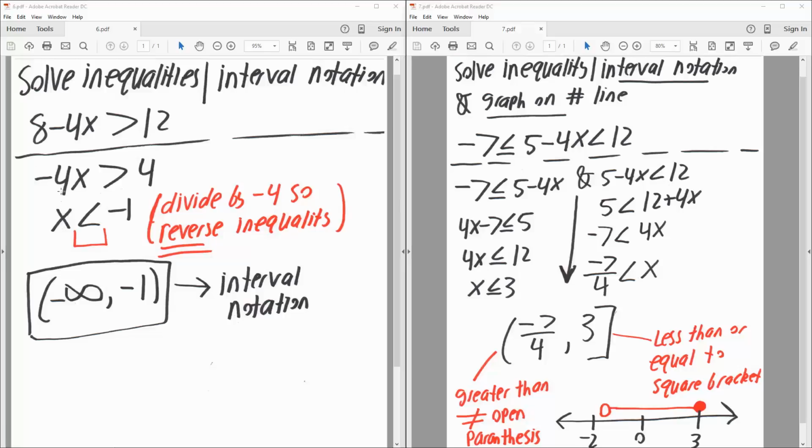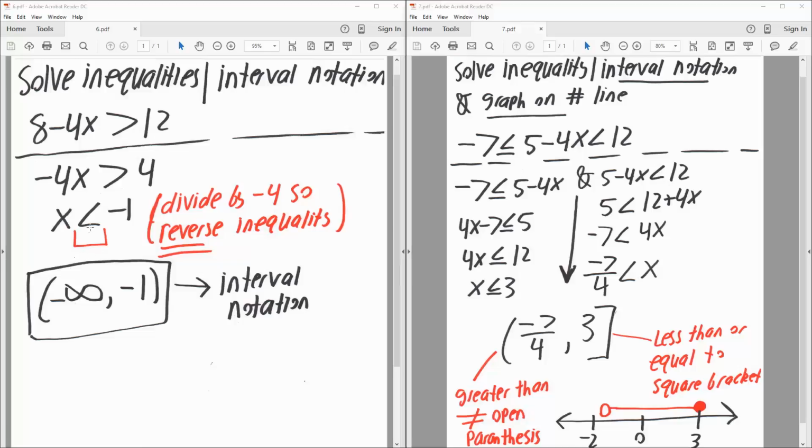Next, we divide by negative 4. And if we divide by a negative number, the sign would flip. So we're dividing by negative 4, so we get x is now less than negative 1. An important note is when we divide by a negative term, we flip the sign. So x is less than negative 1, and now we write it in interval notation.